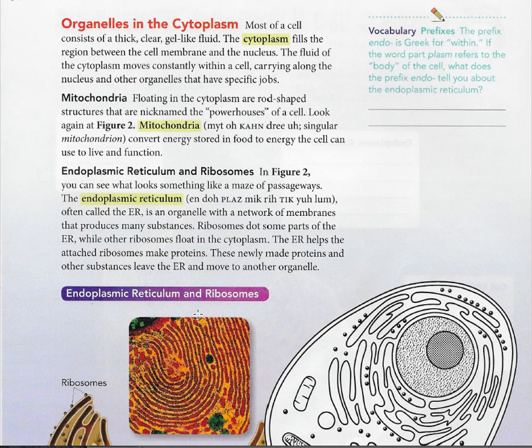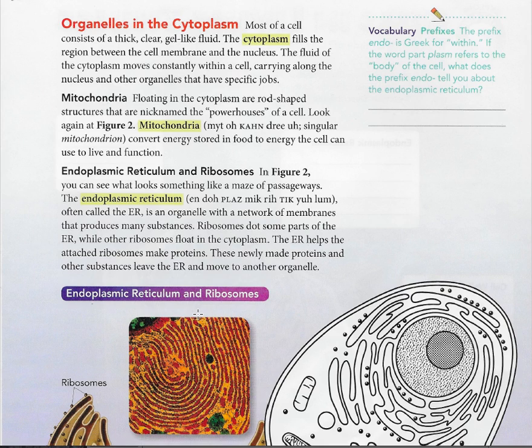Organelles in the cytoplasm. Most of a cell consists of a thick, clear, gel-like fluid. The cytoplasm fills the region between the cell membrane and the nucleus. The fluid of the cytoplasm moves constantly within a cell, carrying along the nucleus and other organelles that have specific jobs. Mitochondria. Floating in the cytoplasm are rod-shaped structures that are nicknamed the powerhouses of a cell. Look again at Figure 2. Mitochondria convert energy stored in food to energy the cell can use to live and function.